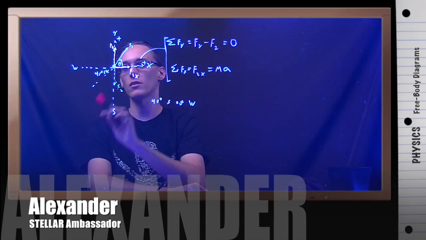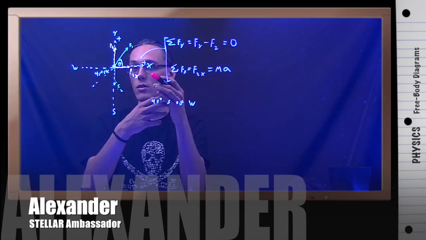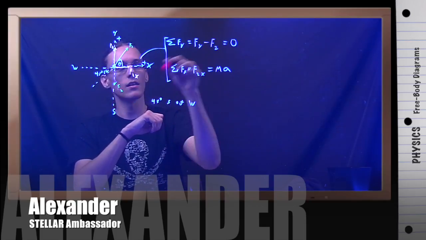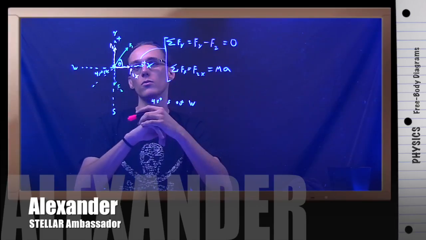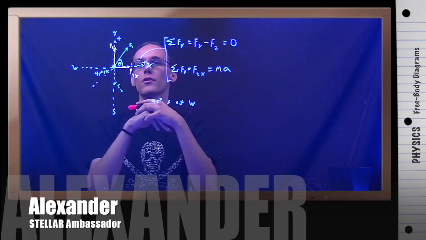Make sure you use your trig to decompose the vectors and solve. Make sure to understand north, south, east, west type of notation. And again, remember that if something is not literally moving in a direction, then that sum of forces is set equal to 0. Otherwise, it's always set equal to the total mass times the acceleration. And that was a topic in discussion on free body diagrams.